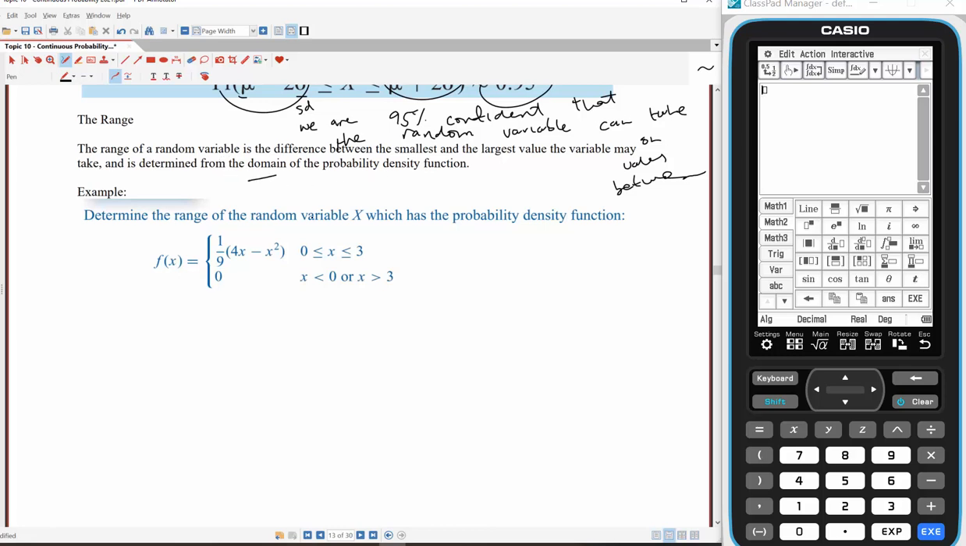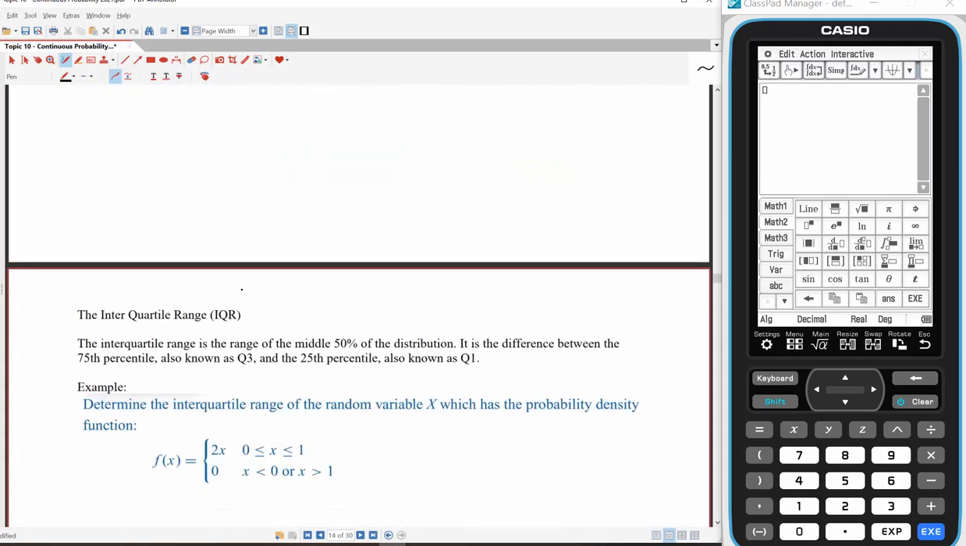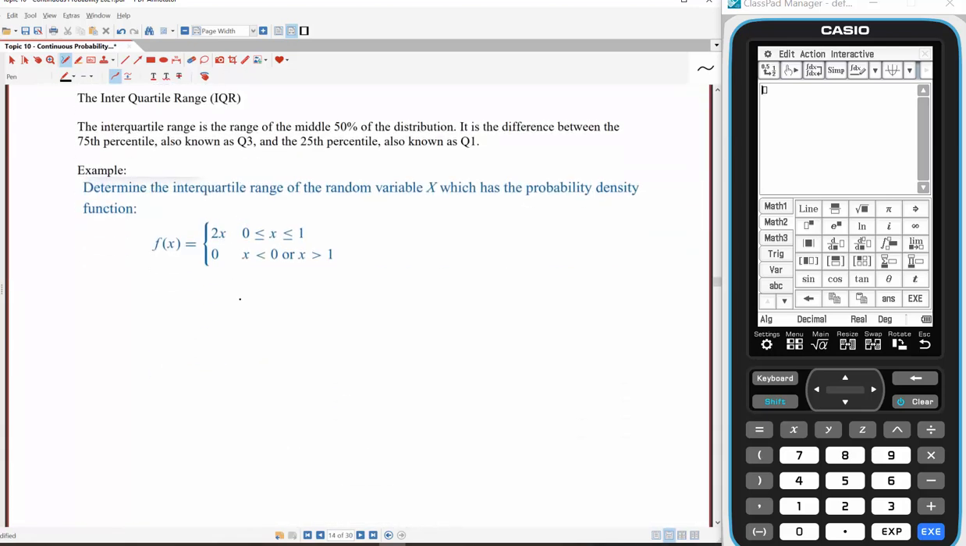So determine the range of the random variable x, which has the probability density function here. Again, it doesn't really matter what the function is. This is a really easy problem. So the range is equal to the max value take away the min value, and that's 3 take away 0, which is 3. So the range of this one is 3. A lot of working out space for not a lot of work.